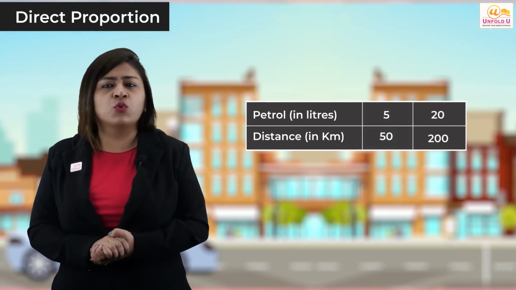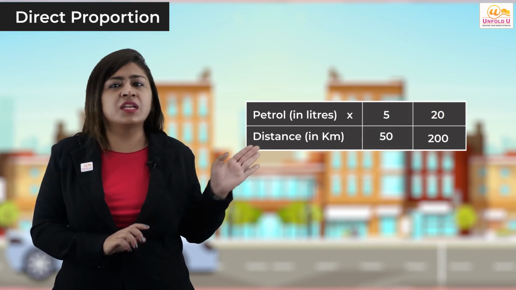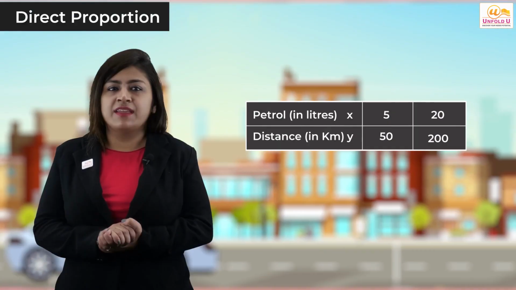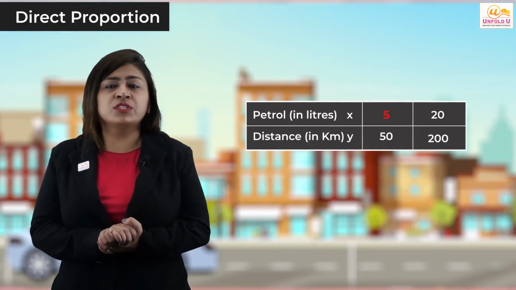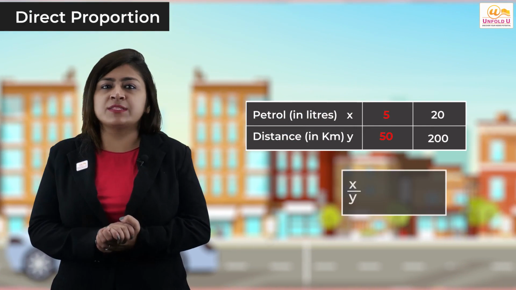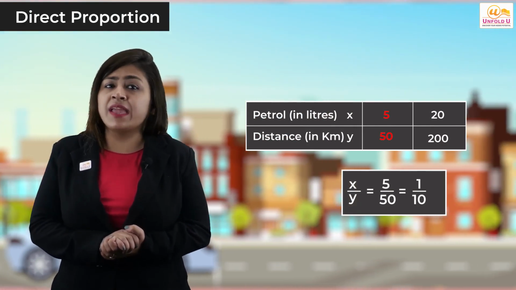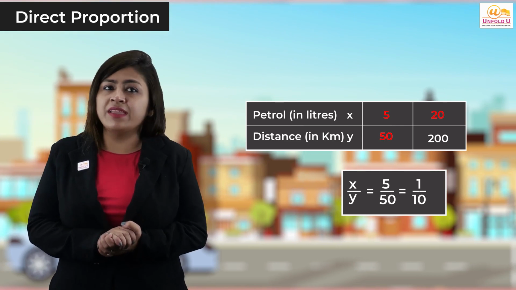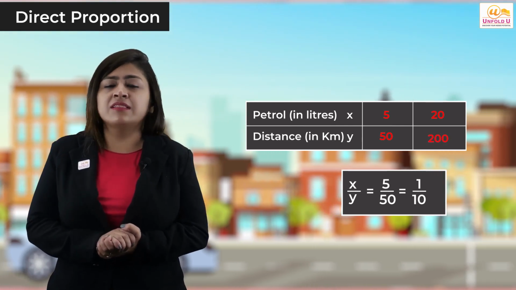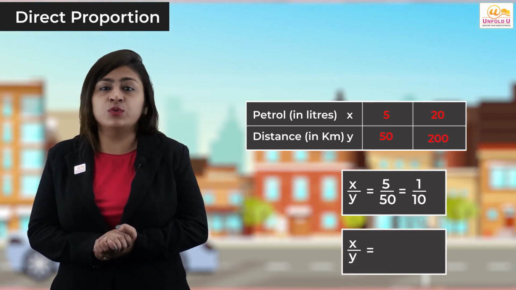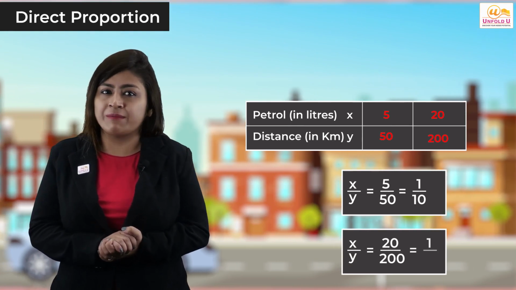Let us denote petrol with variable x and distance covered with variable y. When x was 5, y was 50. Then the ratio x by y is equal to 5 by 50, which is 1 by 10. When x increased to 20, y increased to 200. Then the ratio x by y is equal to 20 by 200, which is 1 by 10.